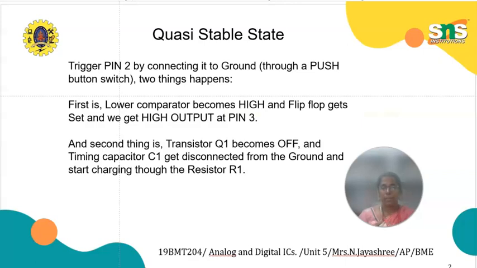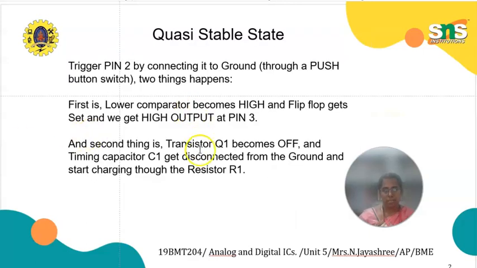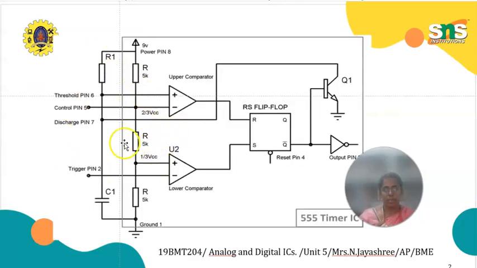Next is the quasi state. Trigger pin 2, by connecting it to ground, two things happen. First, the lower comparator becomes high and the flip-flop gets set, and we get a high output at pin 3. And second, transistor Q1 becomes off and timing capacitor C1 gets disconnected from the ground and starts charging through the resistor. This is the resistor R1 and this is the capacitor, and the capacitor starts charging when transistor Q1 is off. The capacitor is disconnected when Q1 becomes off. This is what this circuit diagram represents.